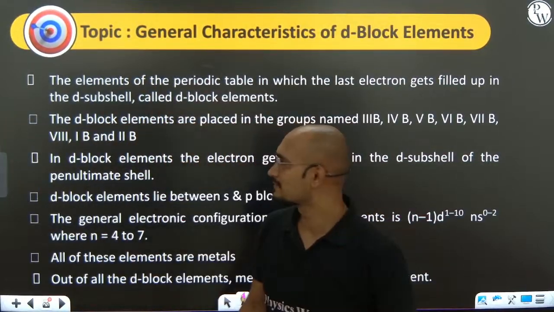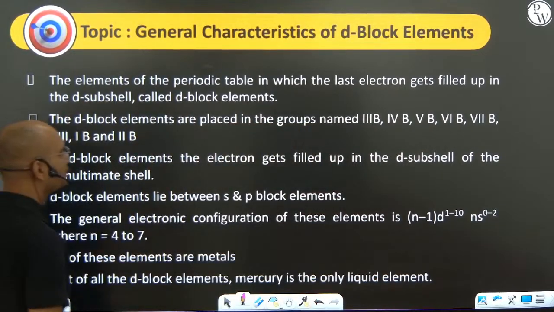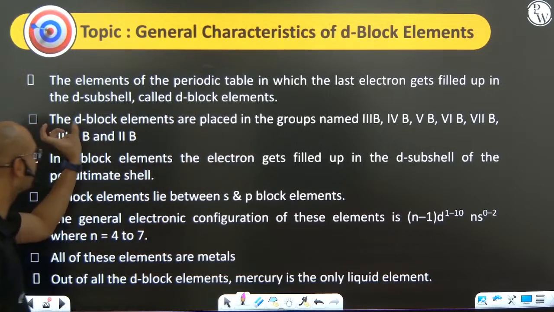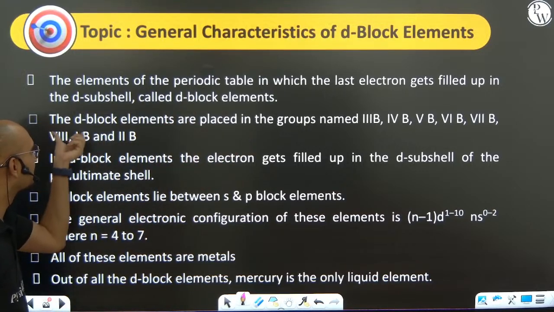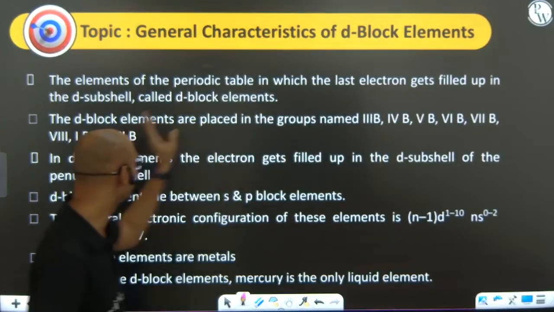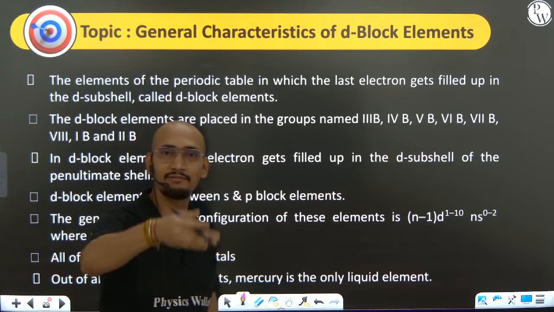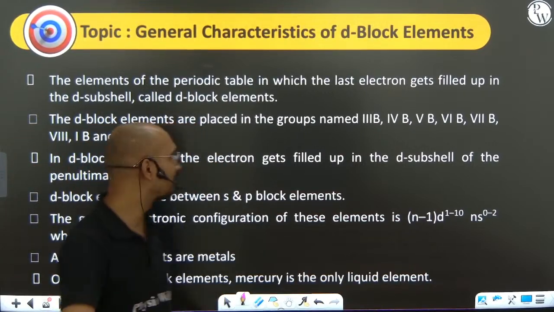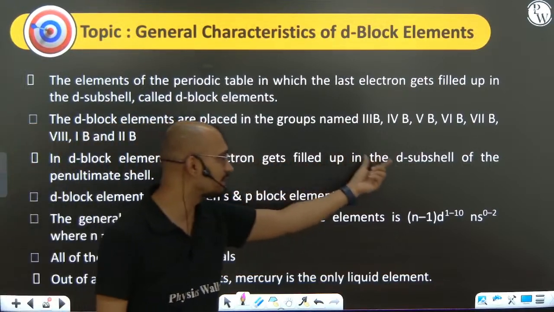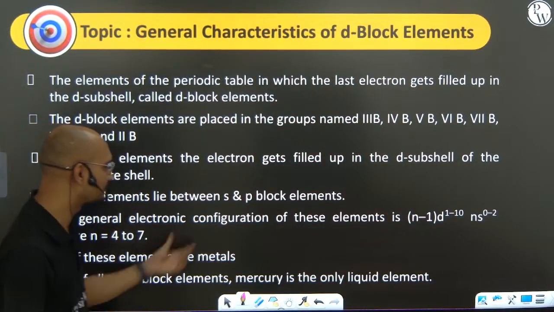Next, general characteristics of D block elements. The elements of the periodic table in which the last electron fills up the D subshell are called D block elements. The D block elements are placed in the groups 3B to 2B, you can say 1B and 2B, the copper family and zinc family. In D block elements, the electron gets filled up in the D subshell of the penultimate shell. D block elements lie between S and P block elements.